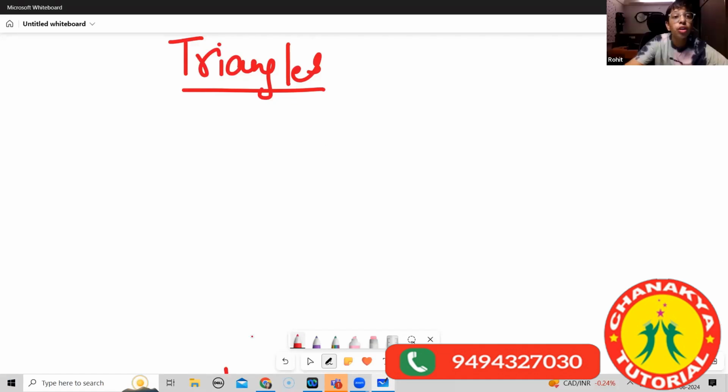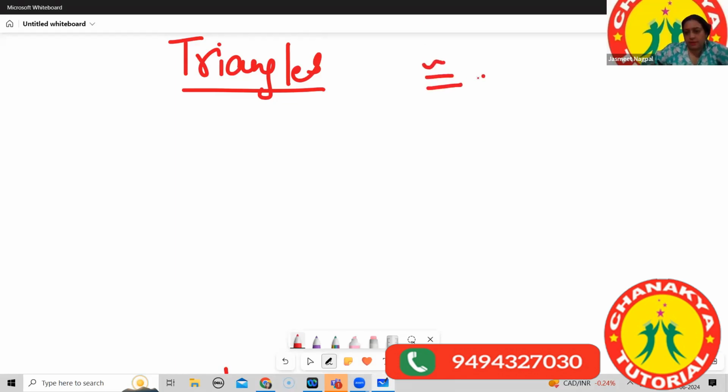Ma'am, could you show the congruent symbol once? Yes, sure. Just a second. Okay, so the symbol of congruence is this. This is the symbol of congruence.